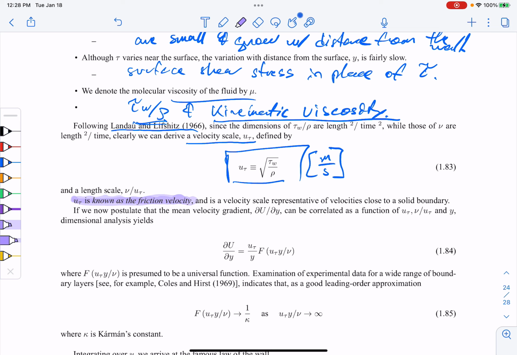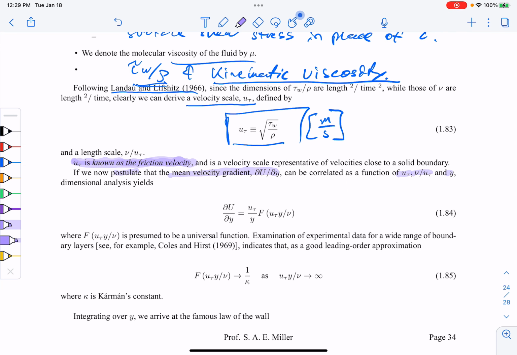So the goal here now is to define that log law formula based on these dimensional arguments. So we're going to say, and it's a postulate, that the mean velocity partial u partial y is correlated with u tau, viscosity over u tau, and the distance from the wall. And you can go through a Buckingham pi theory or do what Landau did and write down this formula.